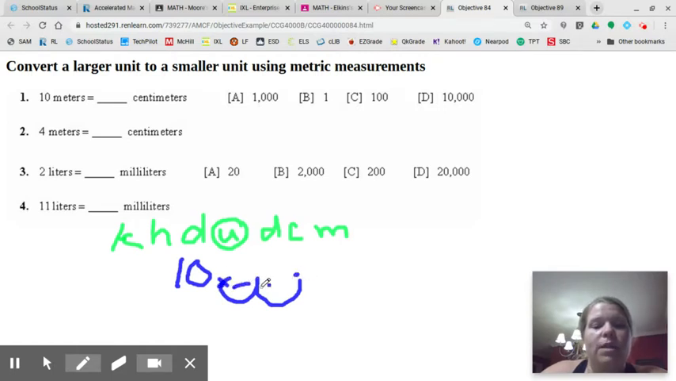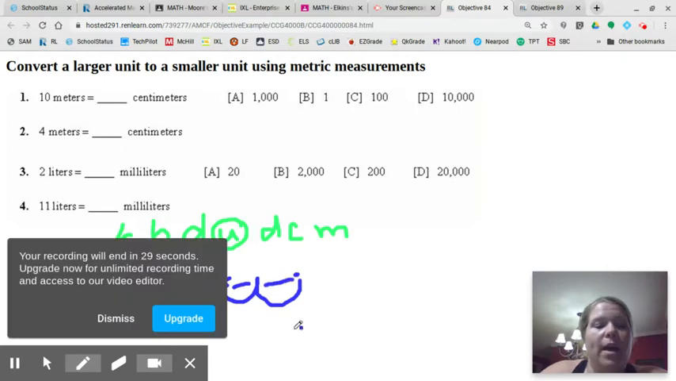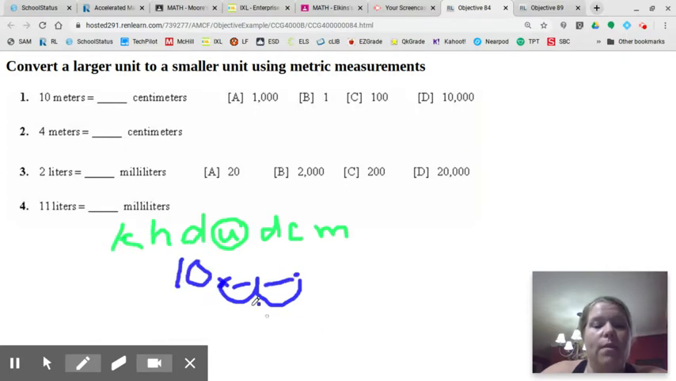I have 2 empty spots right here, but I have to show that there is nothing there, which means I need 2 zeros in there. So 10 meters is equal to 1,000 centimeters.